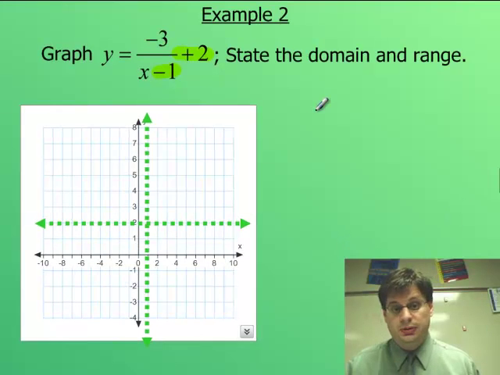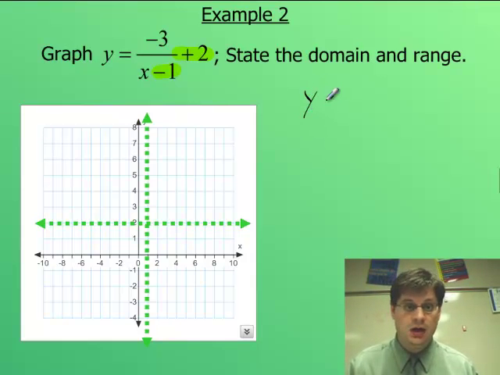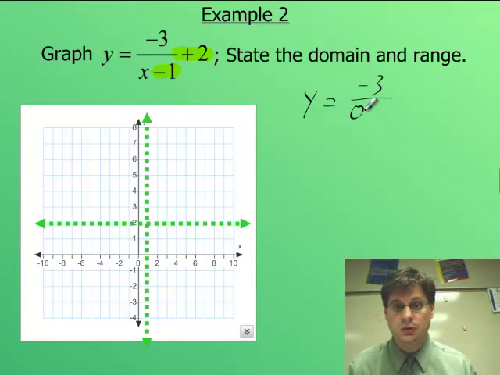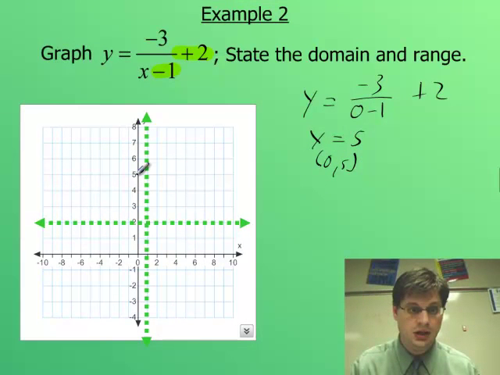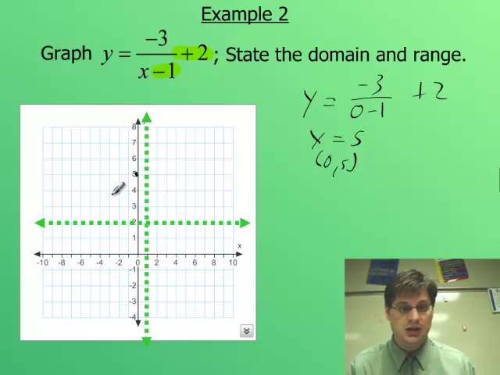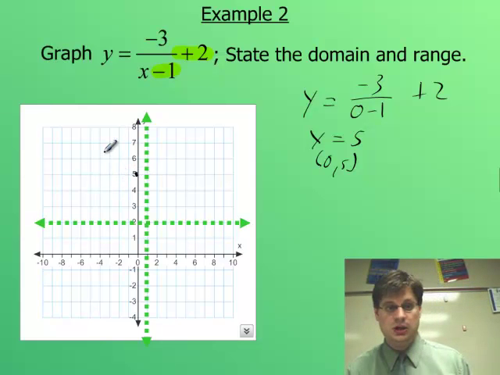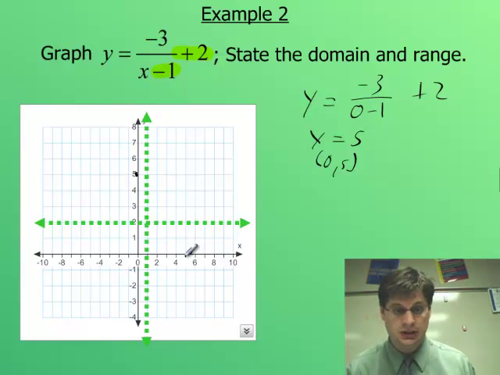So let's say 0 in for x, and y equals -3 over 0 minus 1, plus 2, so that's going to give me +3 and 2, so y equals 5. So I'd have a point at 0, 5, for instance. So I would plot that here. And that's where I expect it to be, because it's going to be flipped. It's going to be in the upper left-hand corner, and there should be one down here.